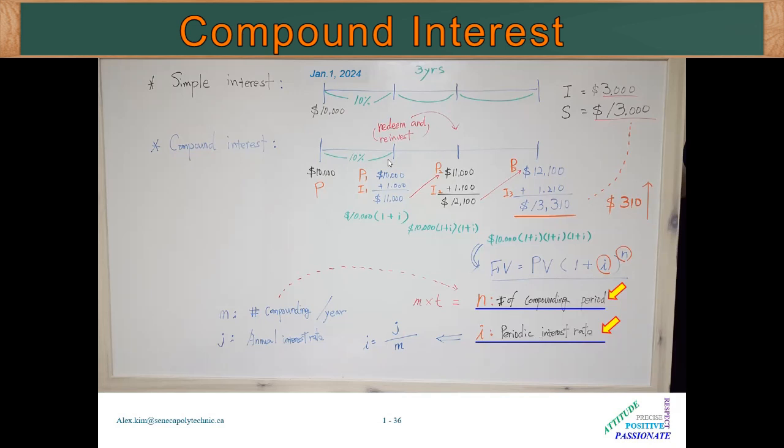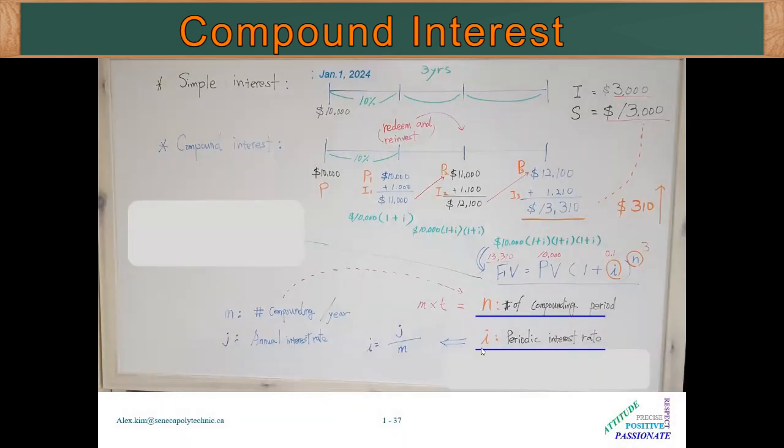What if we have 6-month compounding? That means after 6 months, redeem and reinvest. Or what if we have 1-month compounding? After 1 month, redeem, reinvest, redeem, reinvest. So if it's 6 months, we have 2 compounds per year, but the interest rate is half, 5%. So when we apply this n and i, you need to clearly understand that n represents the total number of compounds and i represents each compound period's interest rate.